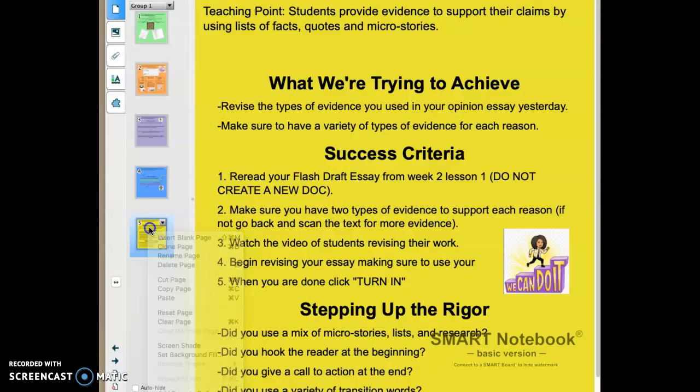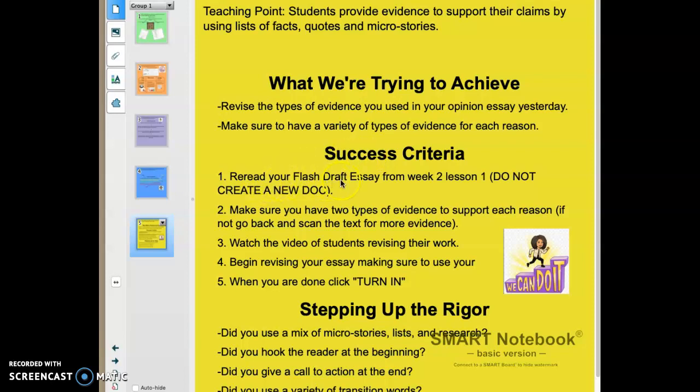So let's take a second really quickly and go over the teaching point and see what we need to do to dive into lesson number 2 for this week. Teaching point today, again, students provide evidence to support their claims by using lists of facts, quotes, and microstories, which we've all gone over today. What are we trying to achieve? We want to revise the types of evidence we use in our opinion essays yesterday. We want to make sure to have a variety of types of evidence for each reason, not just one type, guys.